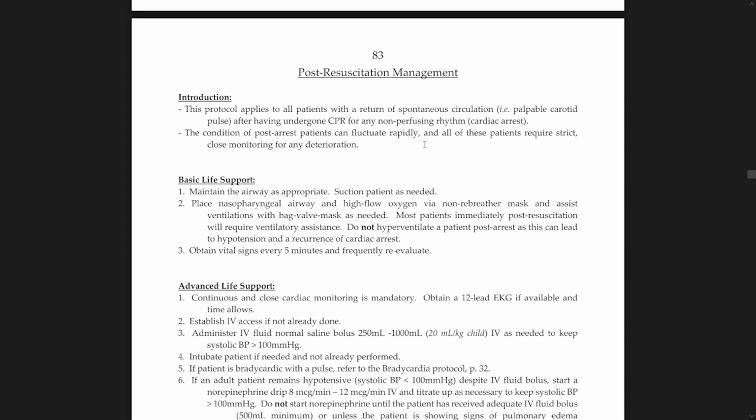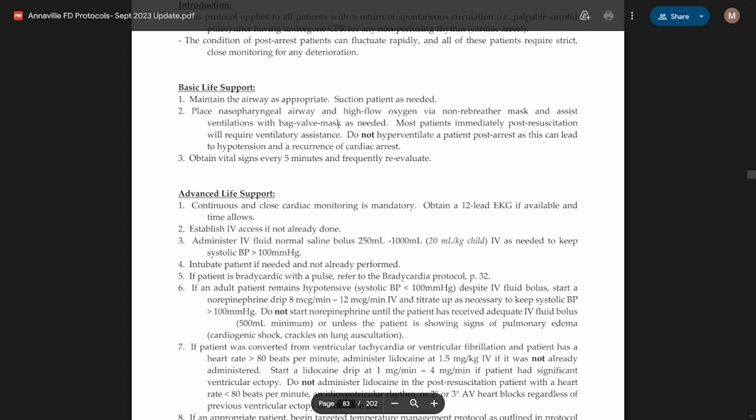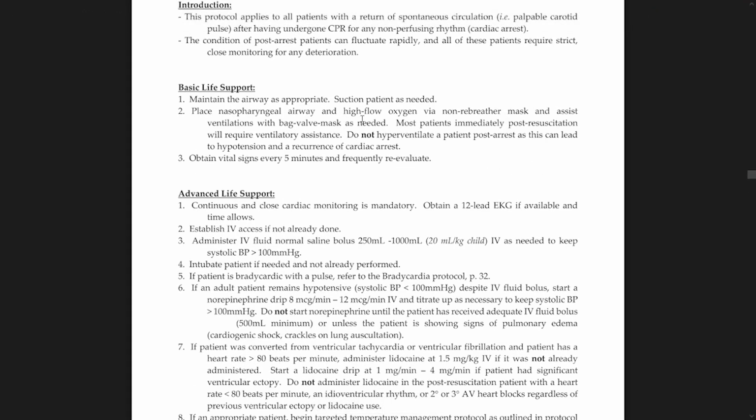For BLS, you want to maintain the airway as appropriate, suction the patient as needed, place an NPA and high-flow O2 via a non-rebreather mask, and assist with ventilation with the BVM as needed. Most patients immediately post-ROSC will require ventilatory assistance. Do not hyperventilate a patient post-arrest, as this can lead to hypotension and a recurrence of cardiac arrest. Obtain vital signs every 5 minutes and frequently reevaluate the patient.